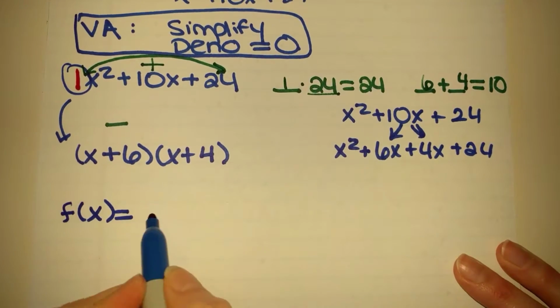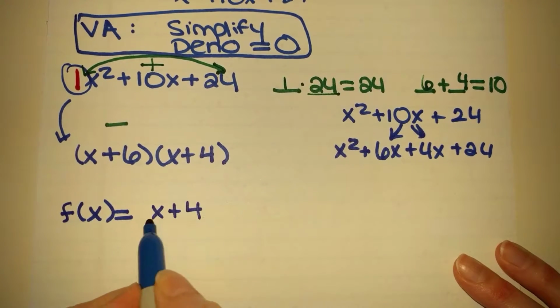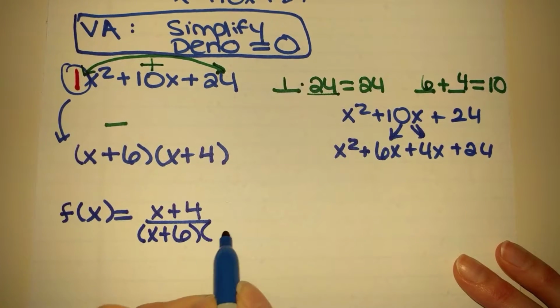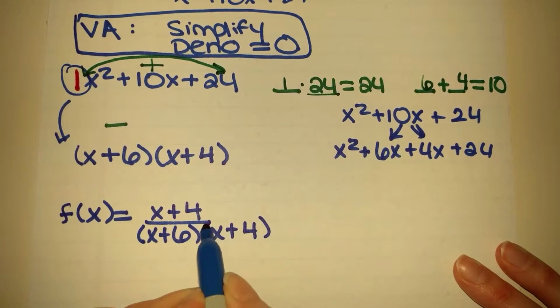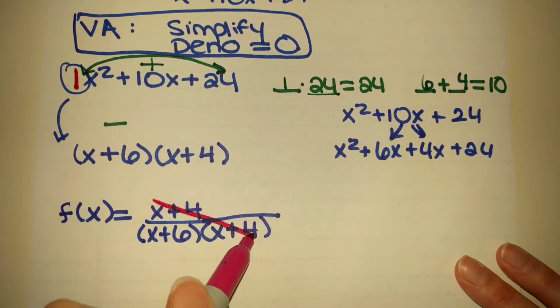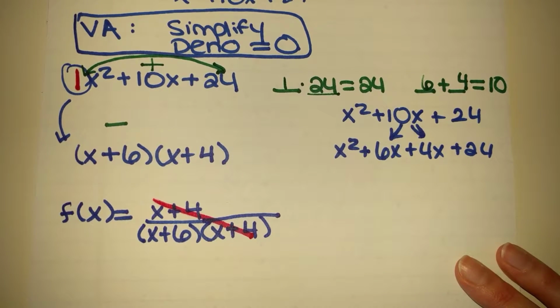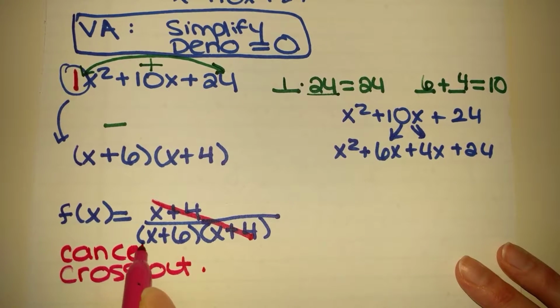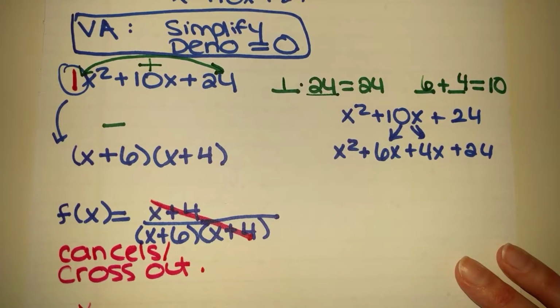Then we plug that factorization into the function. So we have x plus 6 and x plus 4 for the denominator. And what we notice here is that we do have a factor in the numerator and denominator that we can cross out. When you cross out that factor, that is going to give you a hole. So anything that cancels or crosses out will result in a hole.